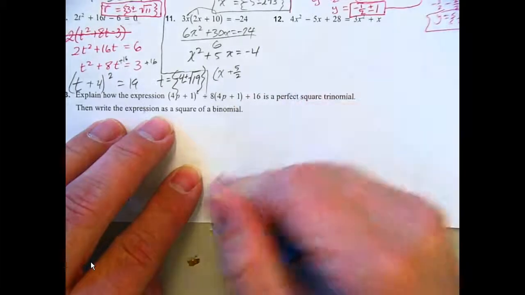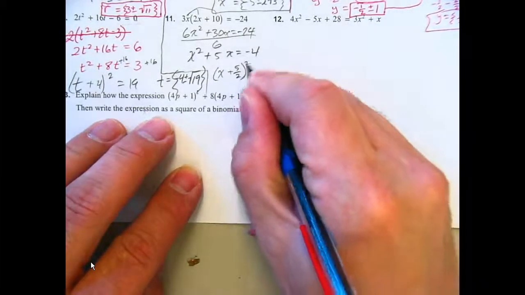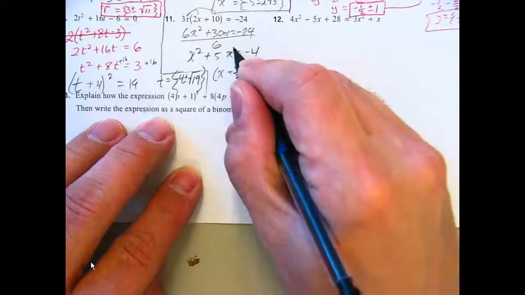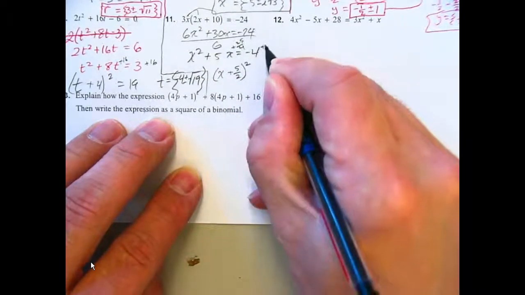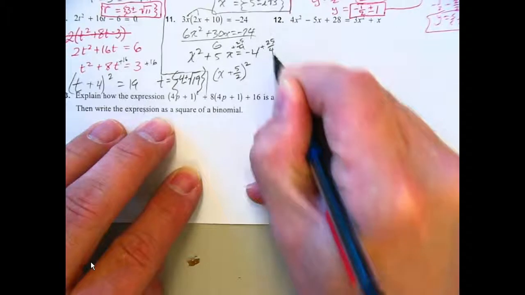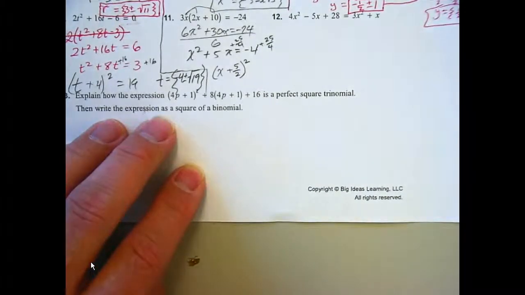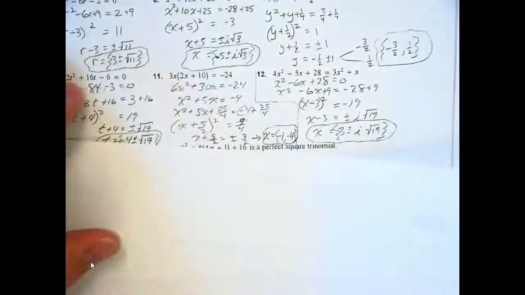Because now I have 5 halves. And then I'd have to square that, which means I get 25/4 that I'm adding to both sides. And probably not an appealing number, right? Okay, so you get kind of this messy looking fraction. In fact, I'll put up my work here because I don't want to try to squeeze everything in there. That is the work that I have for that problem.